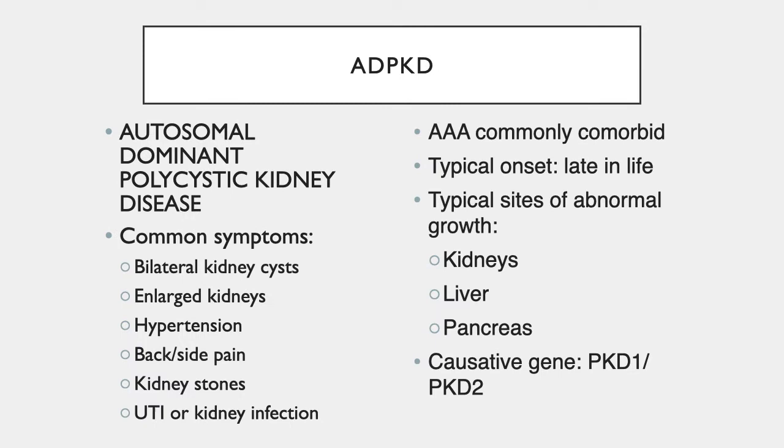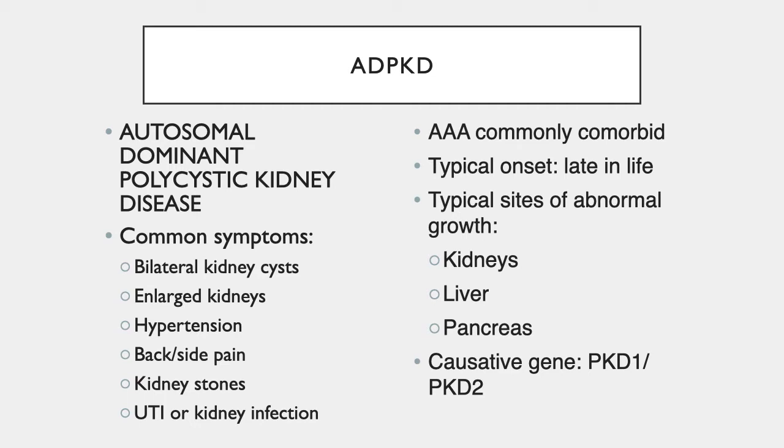Next, ADPKD, or autosomal dominant polycystic kidney disease, is an inherited genetic disorder that is commonly characterized by the formation of progressively enlarged fluid filled cysts within the kidneys. Common symptoms and comorbidities often include hypertension, back and side pain, kidney stones, UTI or kidney infection, as well as bilateral kidney cysts and enlarged kidneys.